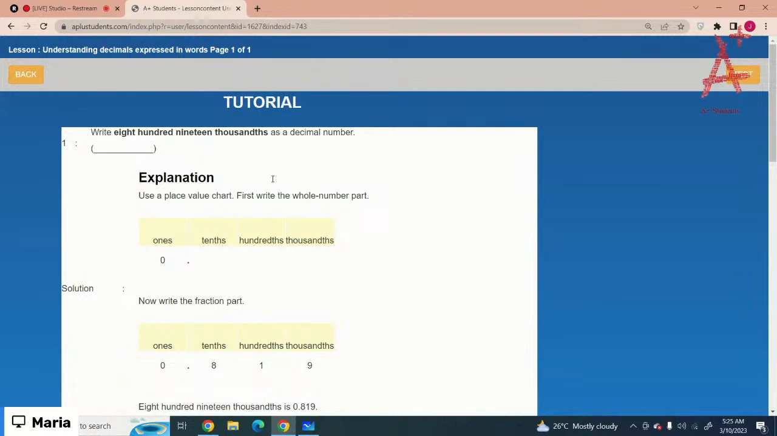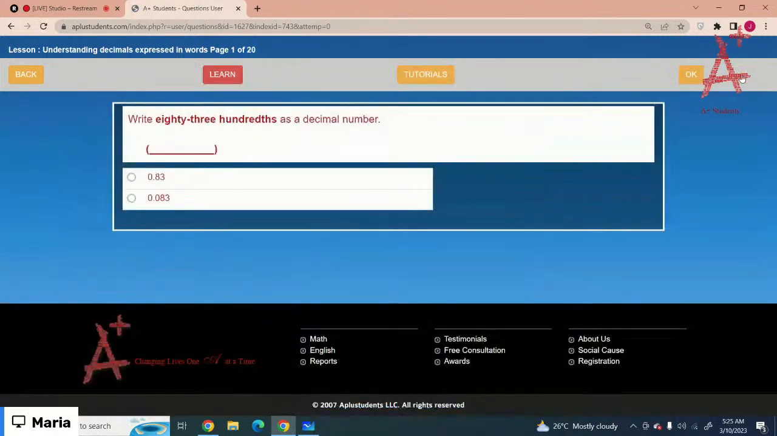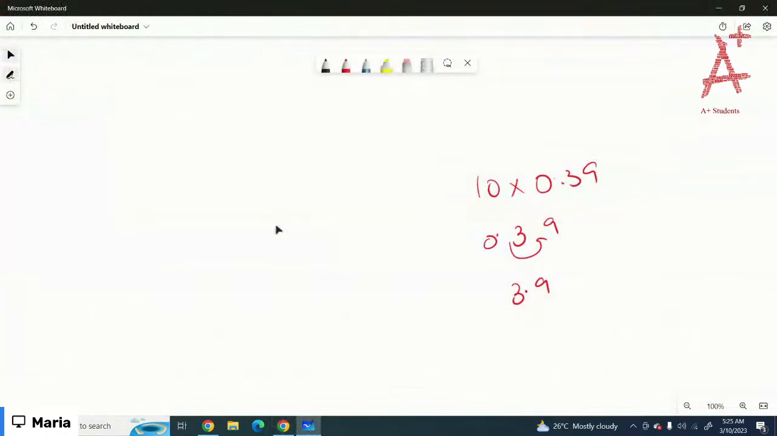Let's just start with the test questions. Basically, you have to understand the place value chart of the decimals. Got it? The first one is 83 hundredths. So the place value chart of the decimals is: you have the ones here, the decimal point, then here you have tenths, then hundredths, then thousandths. Got it?